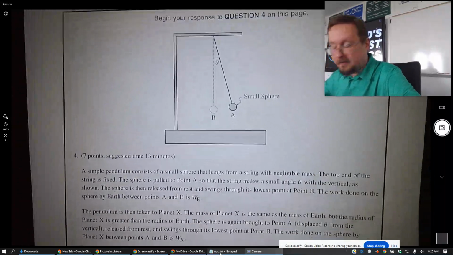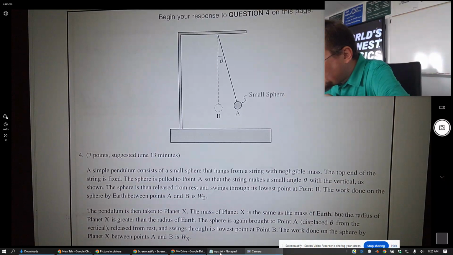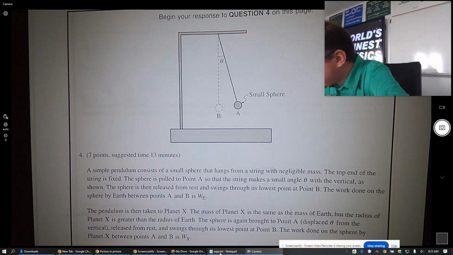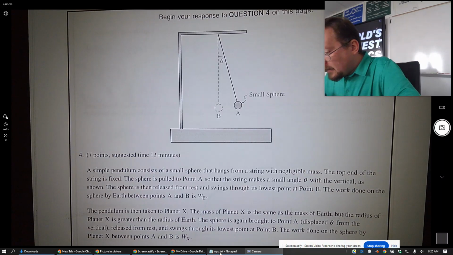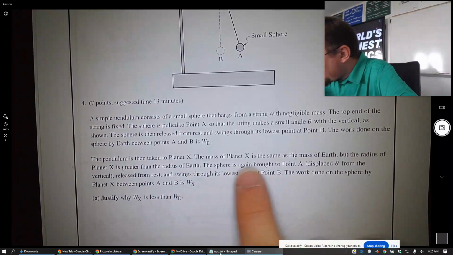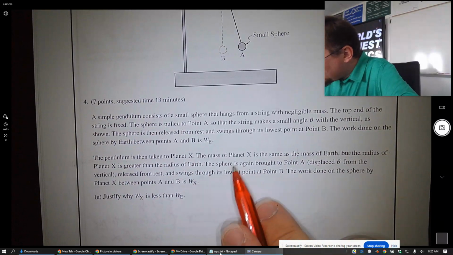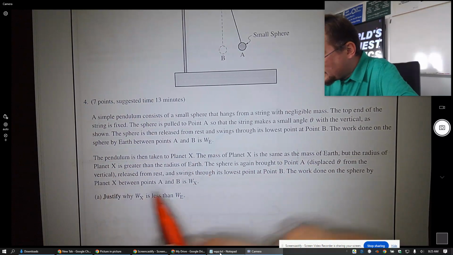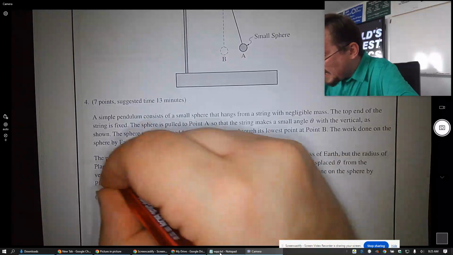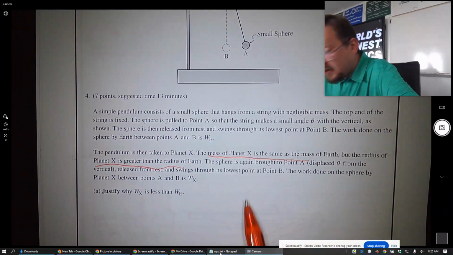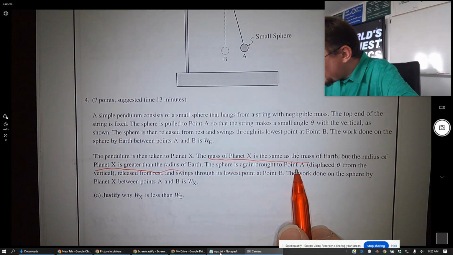Okay, 4. Wow, this is taking a lot longer than I thought it did. A simple pendulum consists of a small sphere hung from a string of negligible mass. The top end of the string is fixed. The string is pulled to point A. The string makes a small angle theta with the vertical. The sphere is then released from rest and swings to the lowest point. The work done on the sphere between points A and B is W. Taken to a planet X. Oh, let's listen to this. The mass of planet X is the same, but the radius is greater. Mass is the same, radius is greater. The sphere is again brought to point A.